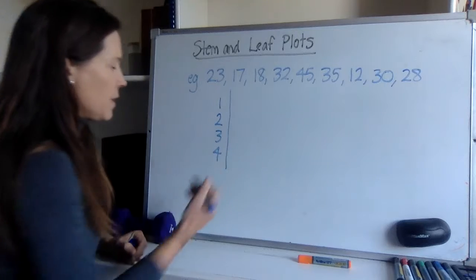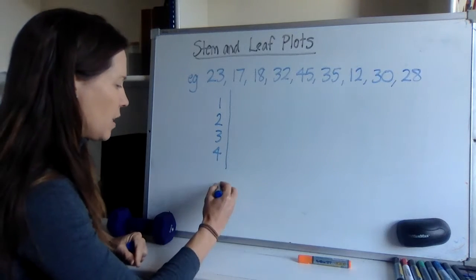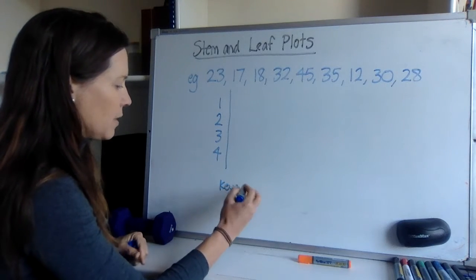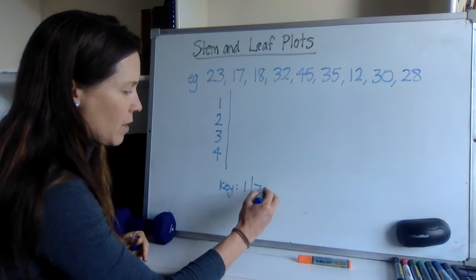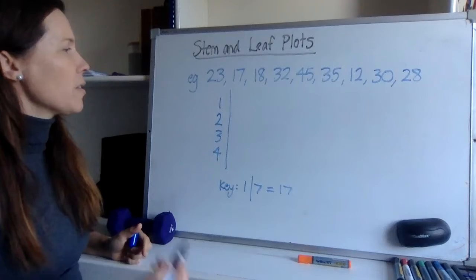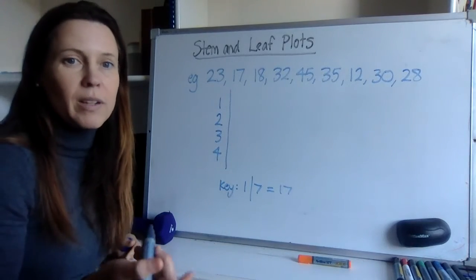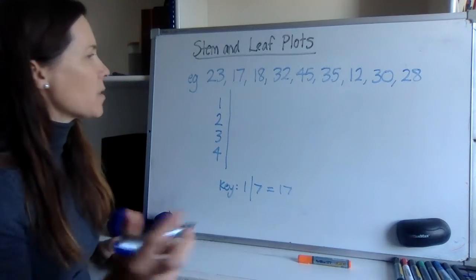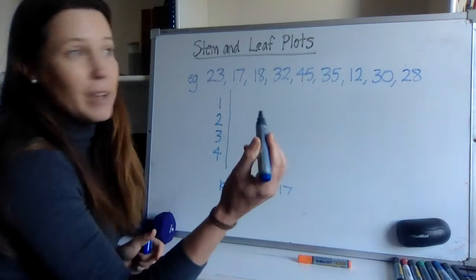Then I make my line down here. I can do my key already if I like, and say, look, 1 something 7, that's going to mean 17. All right, now it's important that you put the data in order. So you go from smallest to biggest. So I'll generally just cross numbers off as I use them.